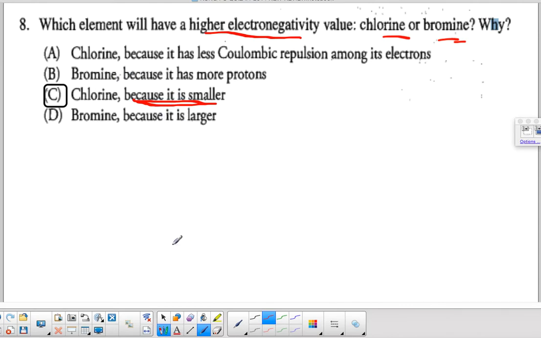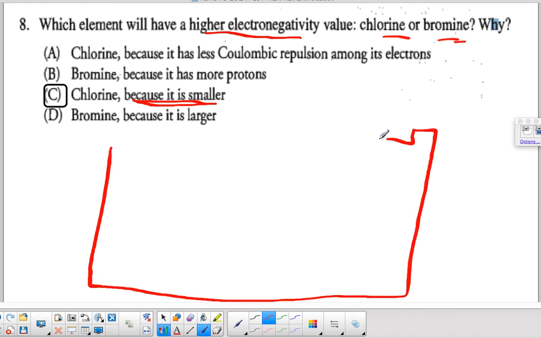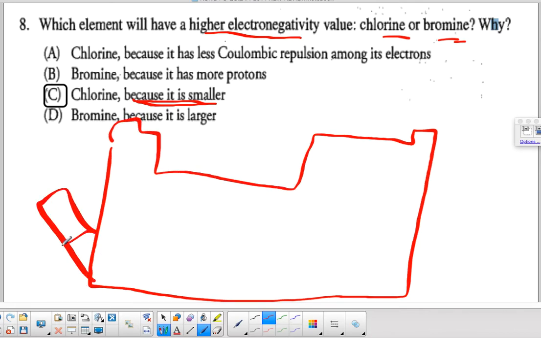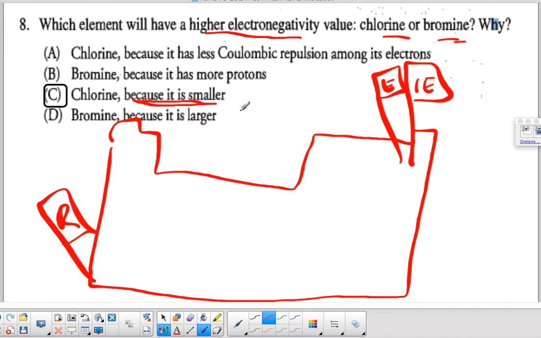If you look at the flag rule we use for periodic trends, here's the periodic table right here, sort of drawn like this. Remember the flag for radius is over here. So when we talk about ionization energy, the ionization energy is directly related to size. Electronegativity is related to size as well, because the smaller you are, the closer you can pull the electrons in a bond. So the smaller it is compared to bromine, because chlorine's here on the periodic table, bromine's going to be here, it has a higher electronegativity.